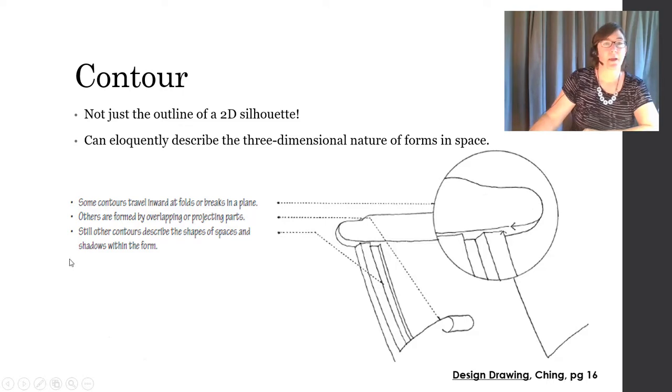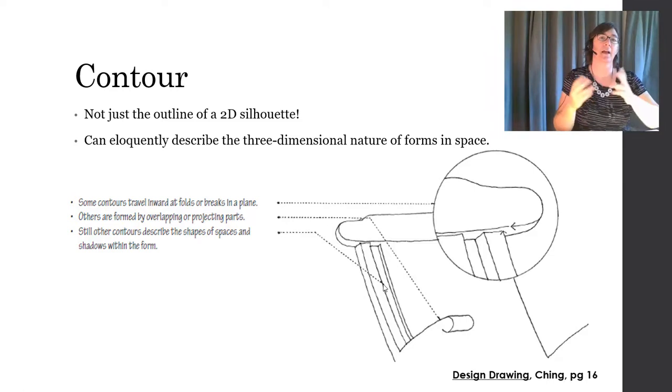All right. Others are formed by overlapping or projecting parts. And so let's go down here, right here. And so there's more to that chair arm behind. So there's some overlapping parts. And finally it says, still other contours describe the shapes of spaces and shadows within the form. And that's going to be in here. We've got pieces that are inside in the center of our object and are throwing shadow on the other items.